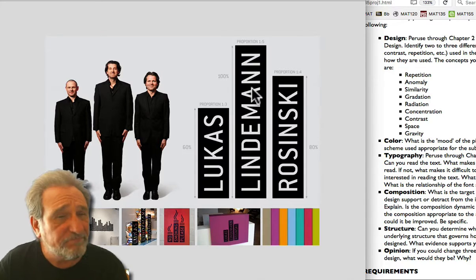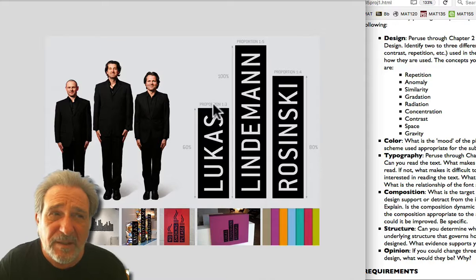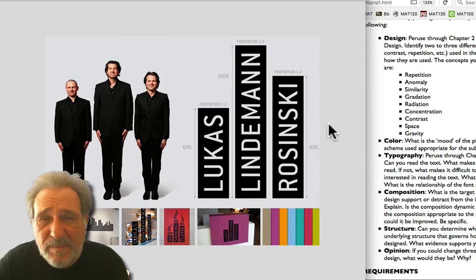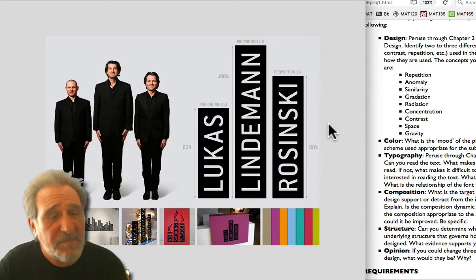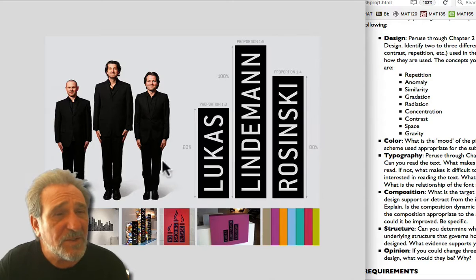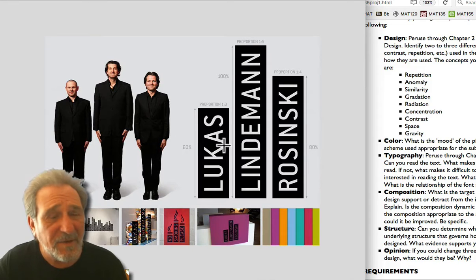Typography is super clean, right? We got the names and we got all this little fine type here. Typography could be a little tough to read, right? It's a little bit small, a little bit light and gray. Maybe could be pumped up a little bit, maybe not. There's also contrast, right? Because these are organic shapes and these are very geometric shapes. So we have a contrast in shape.